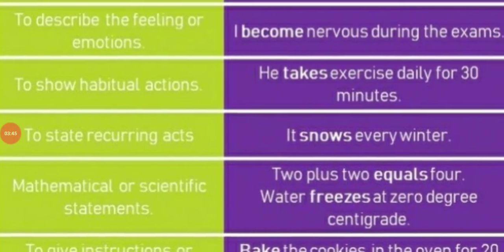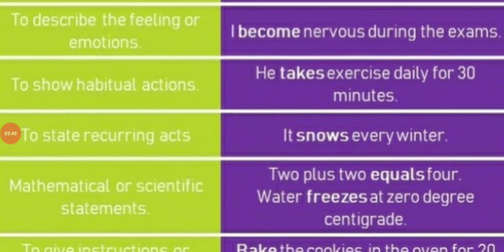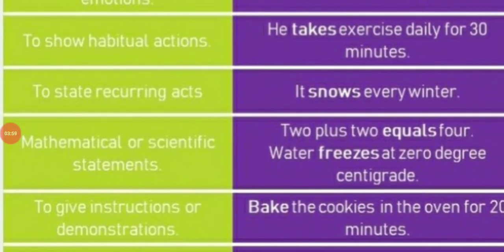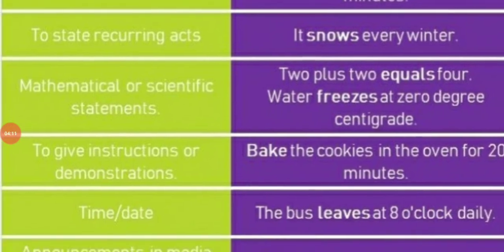To show habitual action, for habitual action also we use simple present tense, like he takes exercise daily for 30 minutes, or my grandfather goes for a morning walk daily. To state recurring acts, it shows recurring acts, मतलब the things which are going to happen surely, like it snows every winter. So हर एक winter में snow होता है, मतलब snowfall होता है. Mathematical और scientific statements के लिए भी we use the simple present tense, like 2 plus 2 equals 4. कभी भी 2 plus 2 equaled नहीं होता है. This is equals 4. Water freezes at 0 degree centigrade.